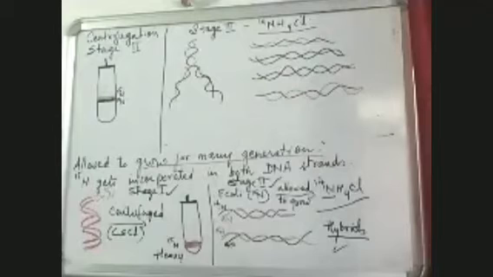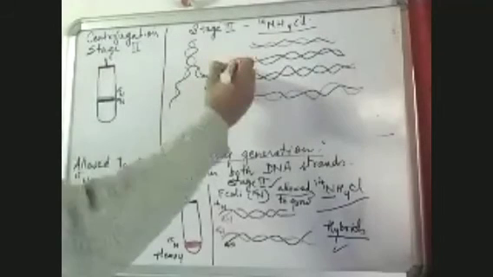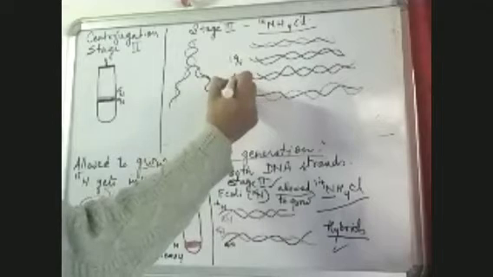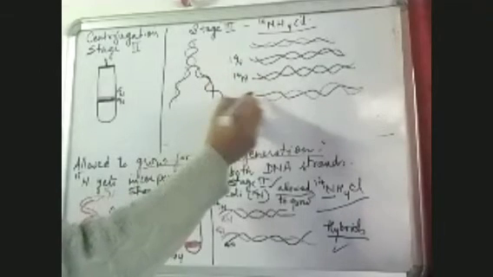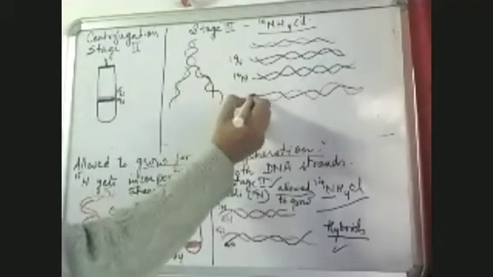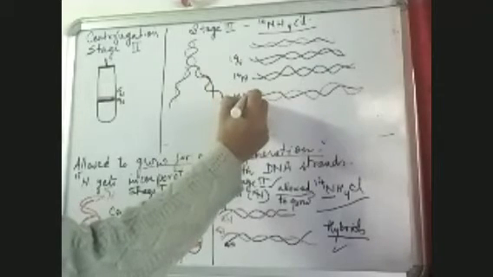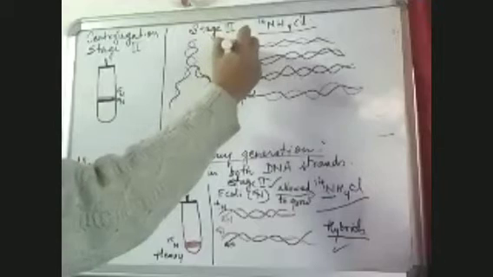Now that means we have two N14. This is completely N14. This is also completely N14. And this is a hybrid. That means one red, one black. This is a hybrid, intermediate type. And this is also a hybrid. This is what we got.